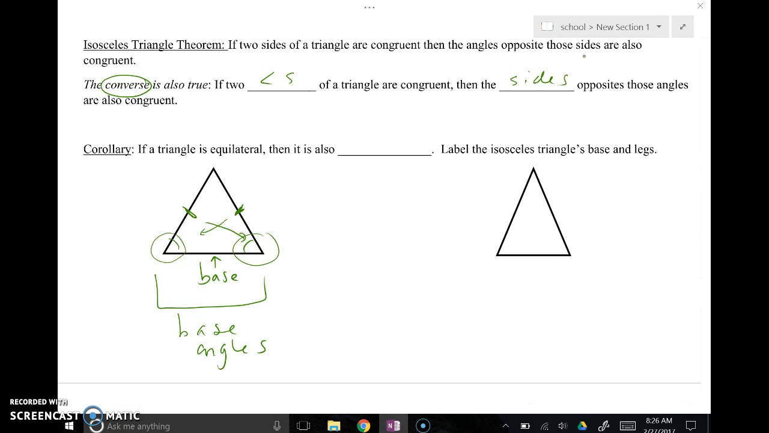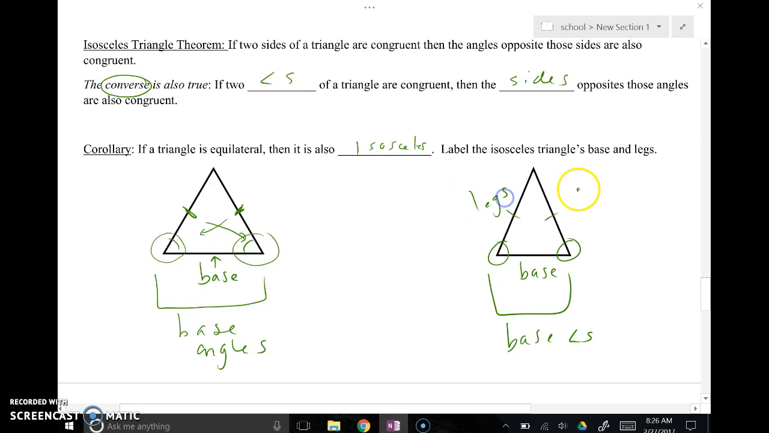Corollary: if a triangle is equilateral, then it is also isosceles. Keep in mind that an isosceles triangle definition uses that phrase, at least two sides congruent. So everything that's true about an isosceles triangle also works for an equilateral triangle. Keep in mind, again, the two sides that are congruent, if these are the ones that are congruent, this would be the base. And these would be the base angles. And these would be the legs because they're the two sides that are the same.